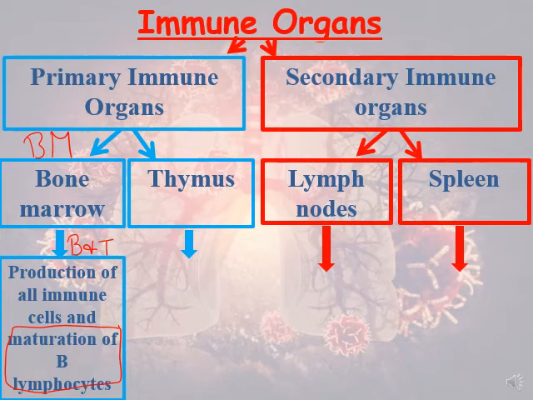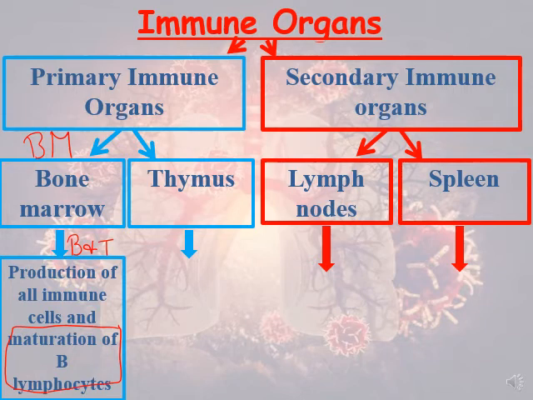So how can we remember that the B lymphocytes mature in the bone marrow? B lymphocytes start with the letter B. Bone marrow starts with the letter B. So B lymphocytes mature in the bone marrow.